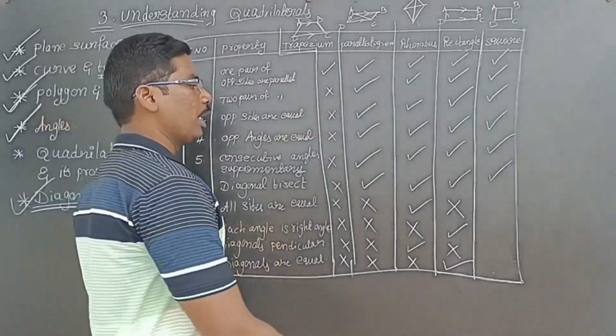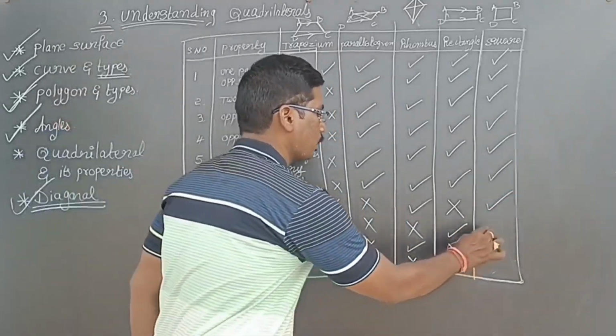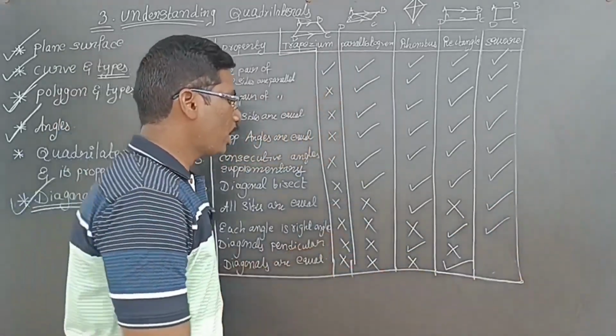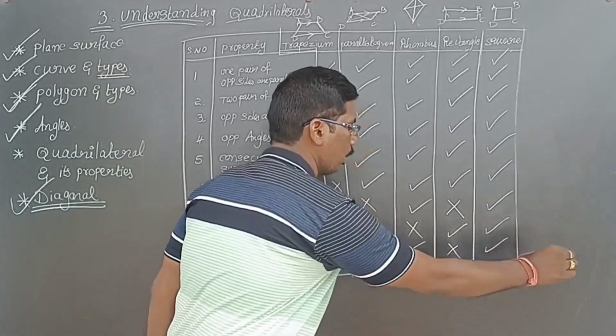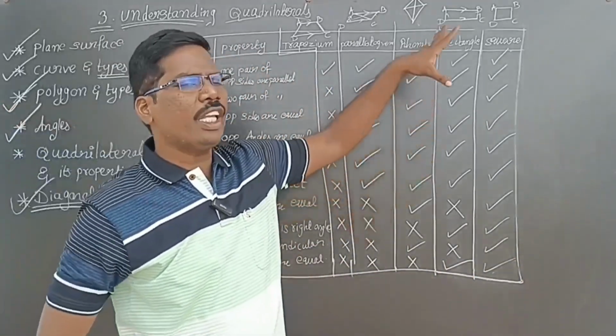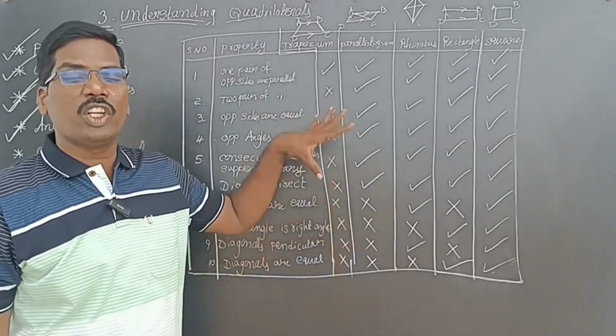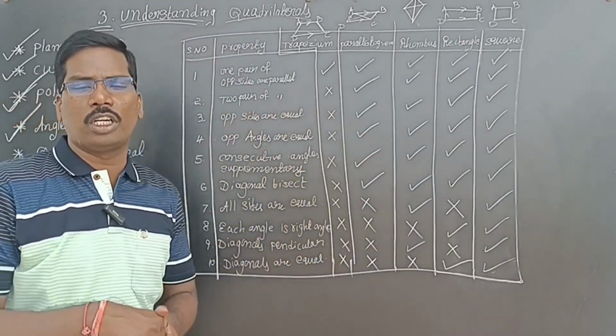All sides are equal. Yes, all sides are equal. Each angle is right angle. Yes. Diagonal perpendicular, yes. Diagonals are equal, yes. So coming to everything, square only satisfies every property. Square is satisfying every property, which means square is the king of all quadrilaterals.